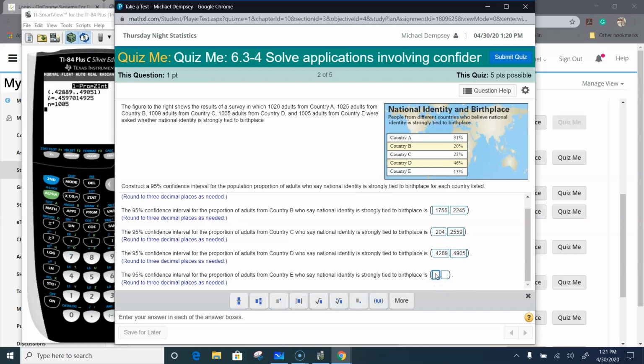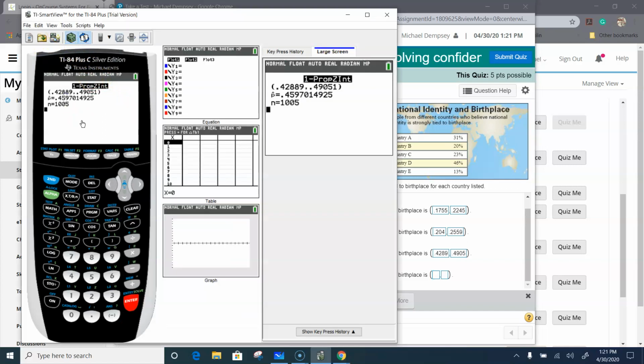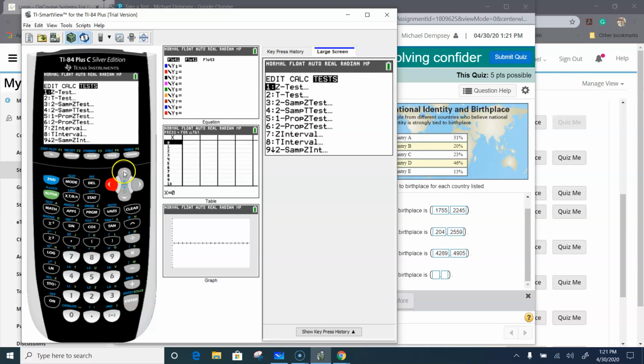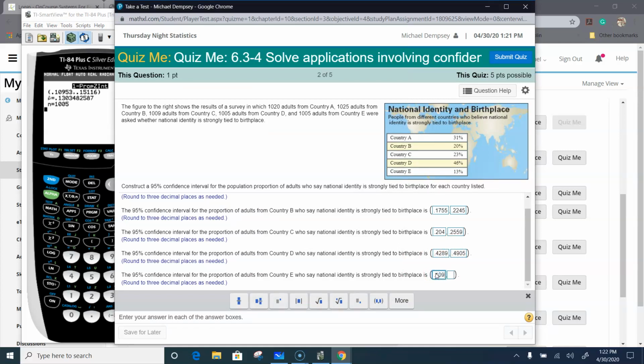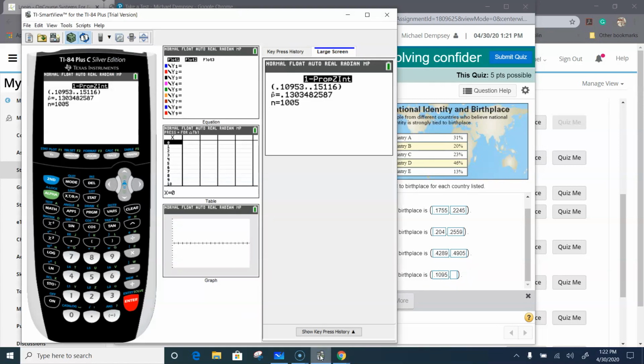And one more time. 13% of 1,005. Okay, so that's going to have to be rounded up to 131 for that to work. So 0.1095 up to 0.1512.